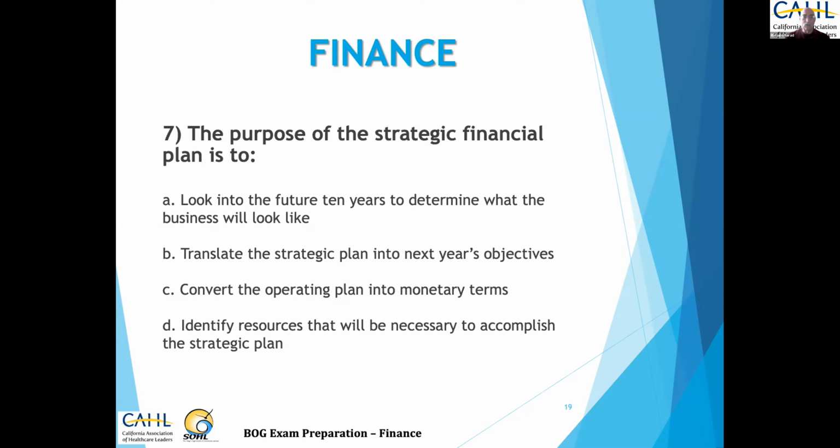So what's the answer? There you go. The operating plan, which is not a strategic plan. So this is the link between the strategic plan, which looks 3 to 10 years out, and the operating plan, which is 1 year out.